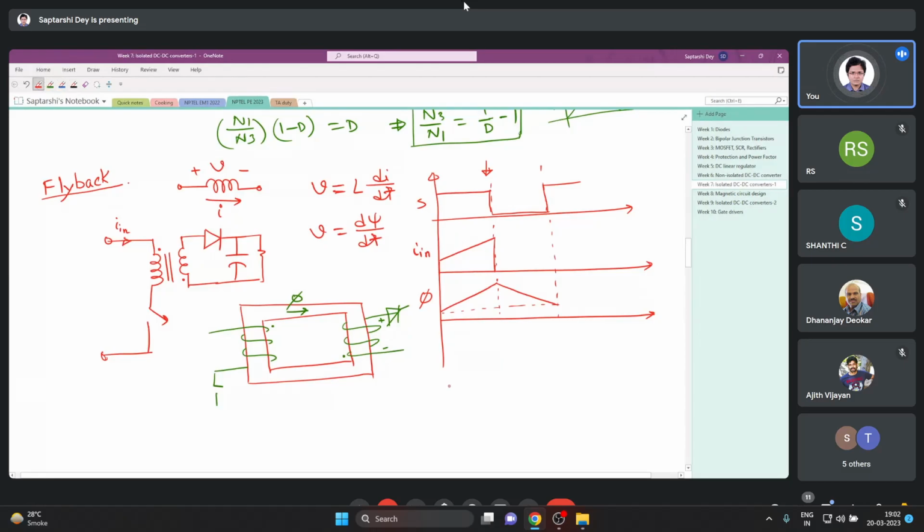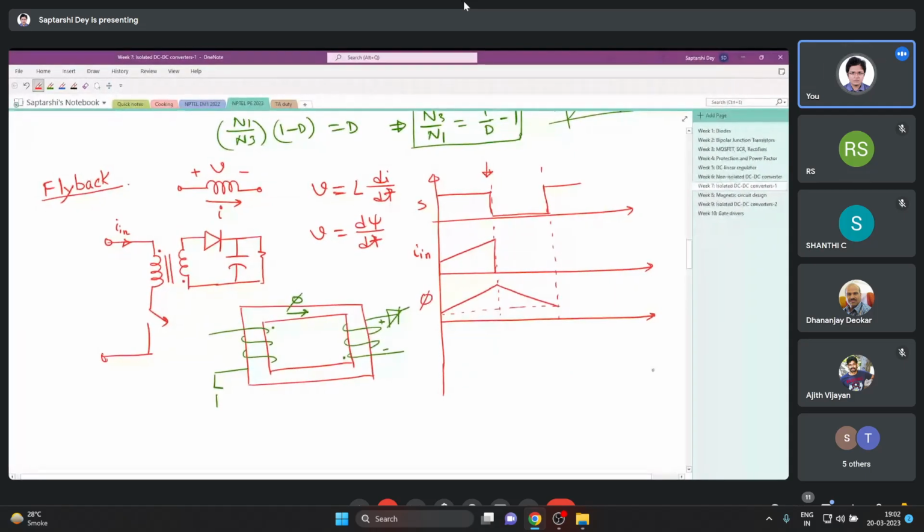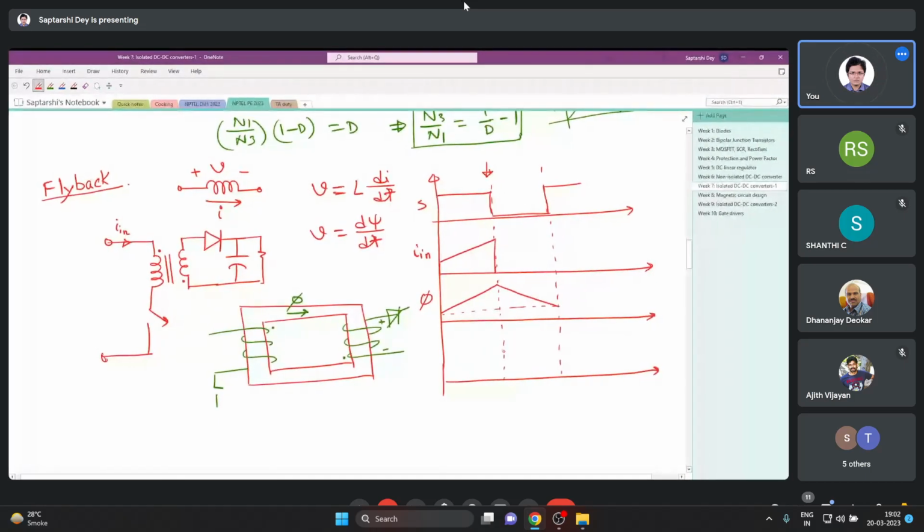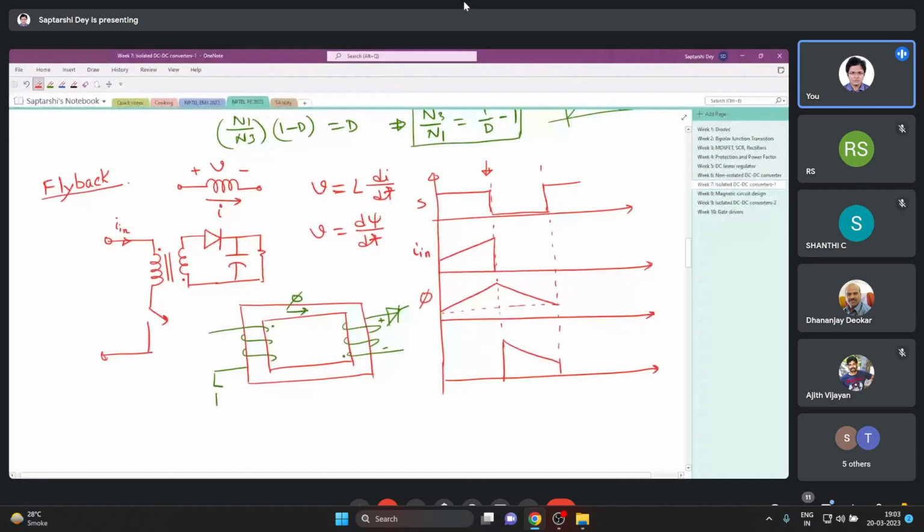So okay, what we are discussing, and since I in is now like this, when the flux is reducing, I2 is like this. This is I in, this is I2. Now coming to the design of magnetics.